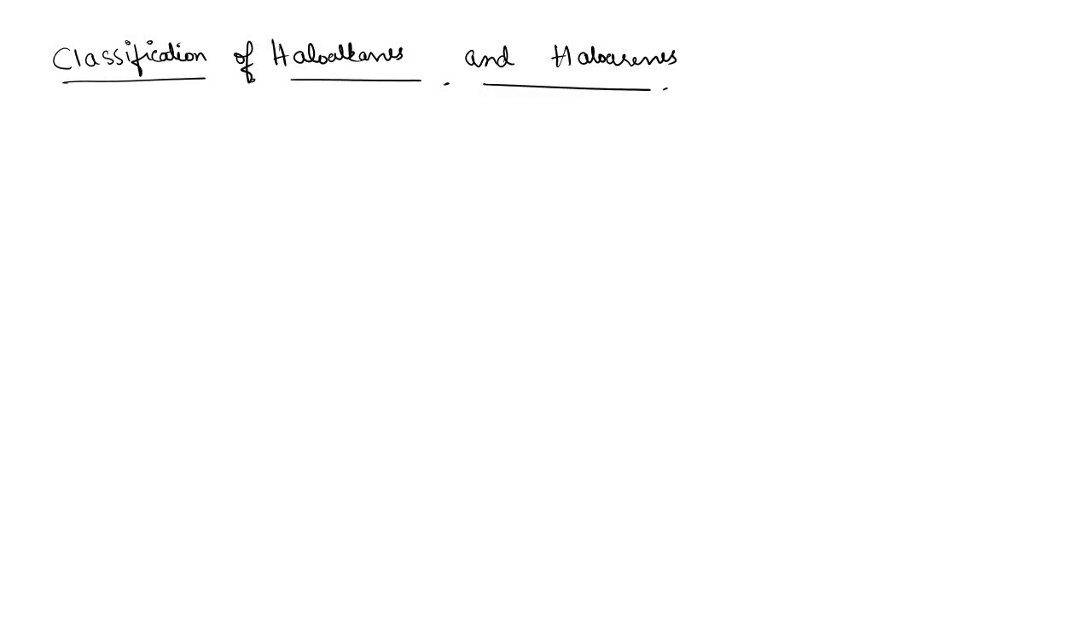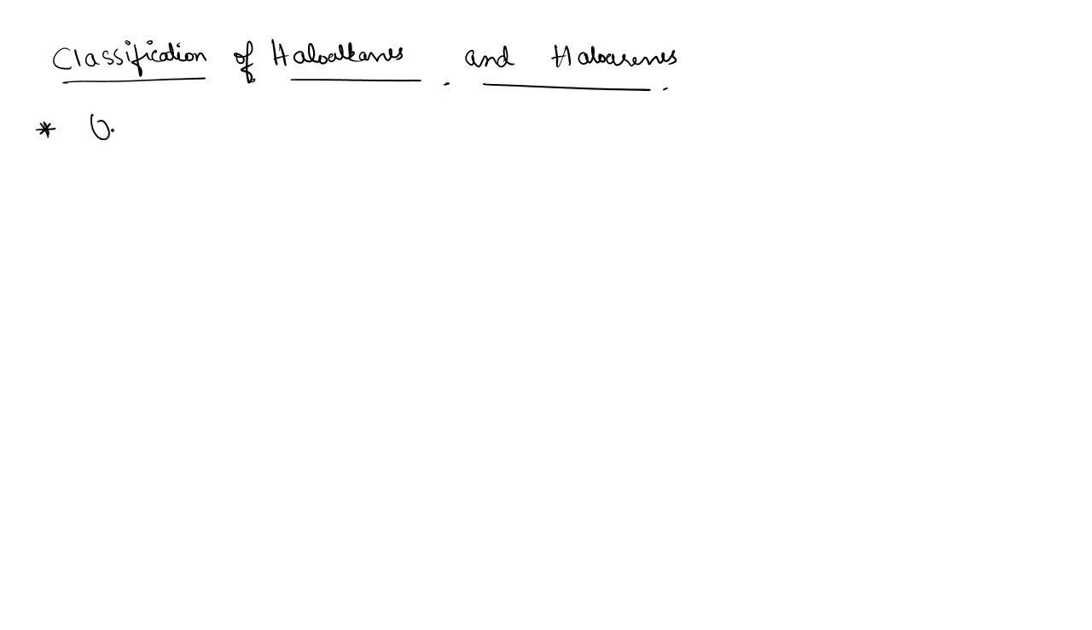Classification of haloalkanes and haloarenes. Okay, so here they are classified on the basis of different cases. We shall see each one of them. First thing is that they have classified on the basis of number of halogen atoms.